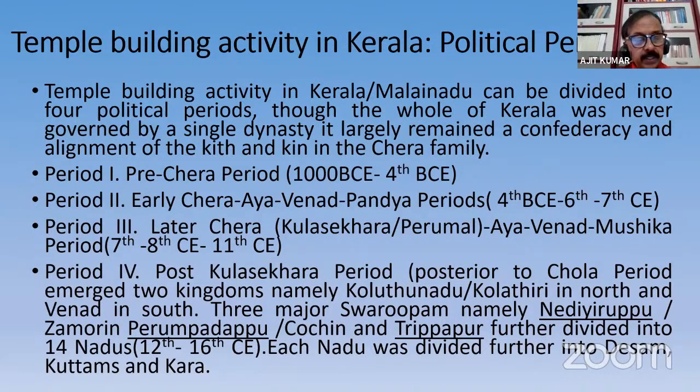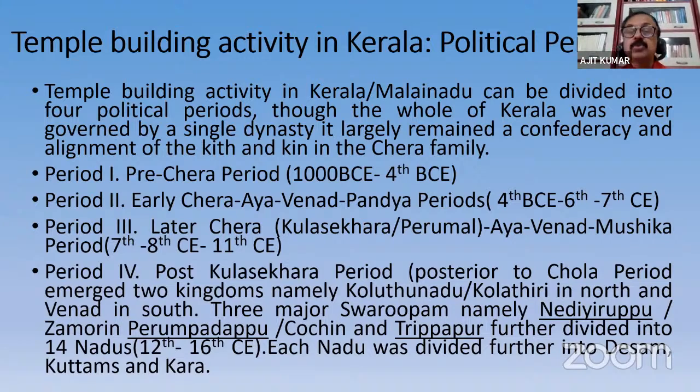And period 3 would include the later Chera or the Kulashekara or Perumal period, and also corresponding with Ay, Venad, and the Mushika period. This is tentatively placed between 7th, 8th, and 11th century CE. The 4th period includes the post-Kulashekara period or the later Chera period, as we call it, and it includes the Chola period, and also posterior to the Chola period, we notice that 2 kingdoms rise up in Kerala.